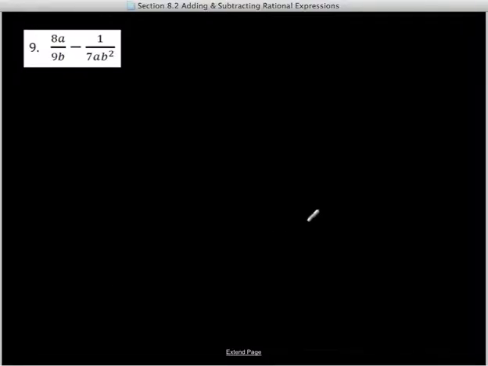This one might be a little bit easier for us to think about. What number can I get 7 and 9 to both be? Well, that's going to be 63. So in order to get 9 to be 63, I'd have to multiply it by 7. And in order to get 7 to 63, I'd have to multiply by 9. And then I would have a b and a b squared. So I have to get both of them, my least common denominator in this case will be 63b squared.